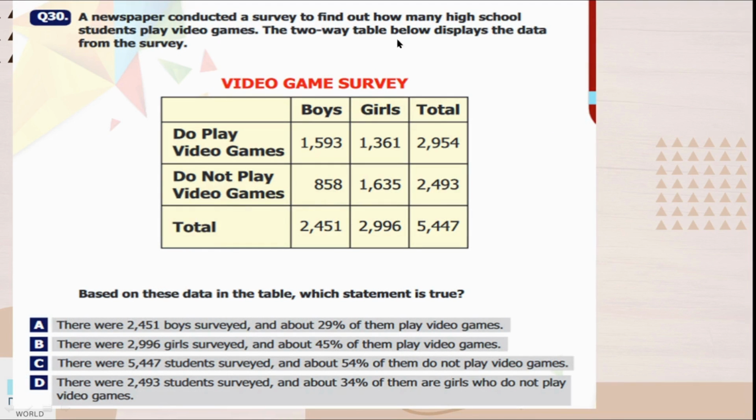Question number 30. A newspaper conducted a survey to find out how many high school students play video games. The two-way table below displays the data from the survey. Based on the data in the table, which statement is true?